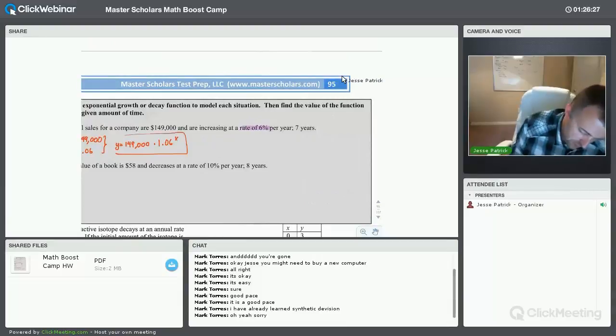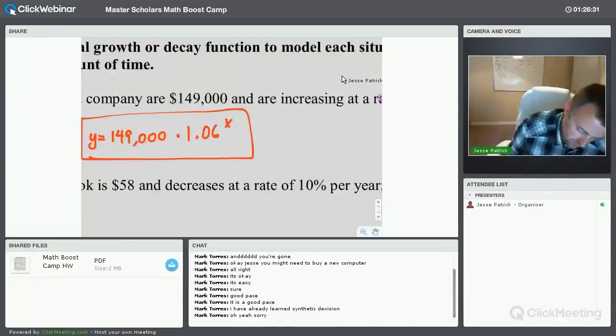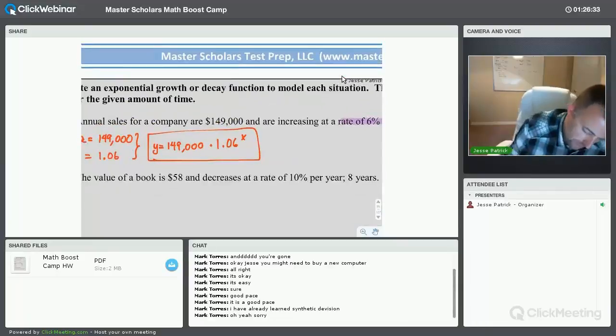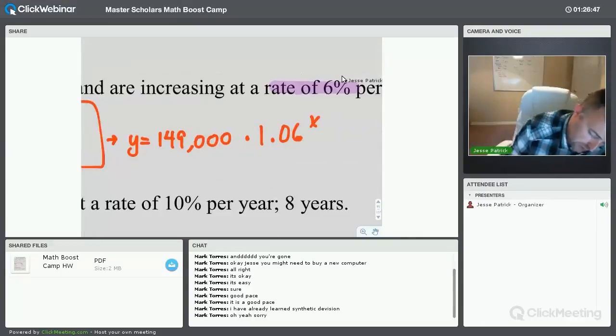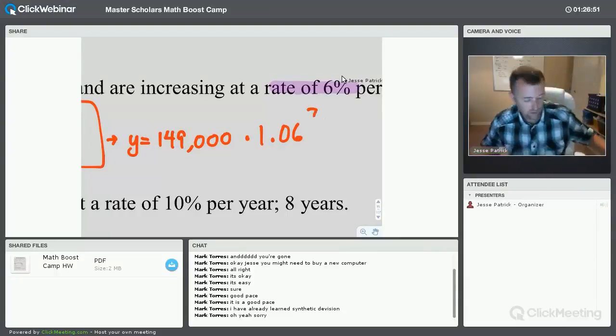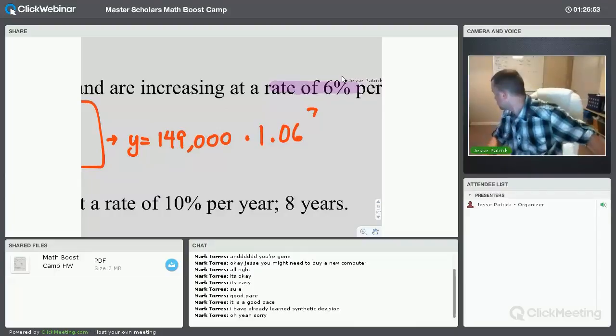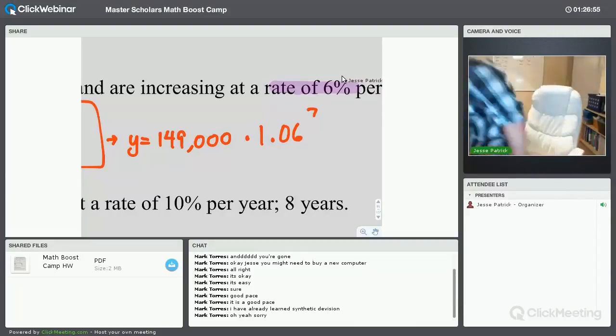So first off, that's your equation. Second, they want to evaluate this after 7 years. So what you would be doing at this point, you're going to take this equation, try to just copy the equation. So I'm going to take that equation, and we're just going to take this value right here, the x, and call it 7.